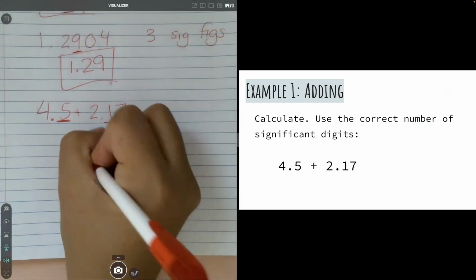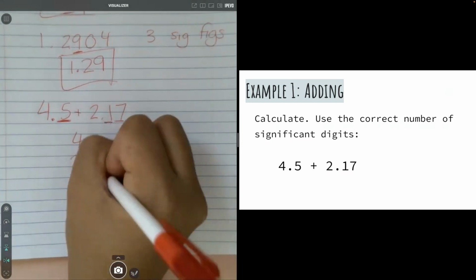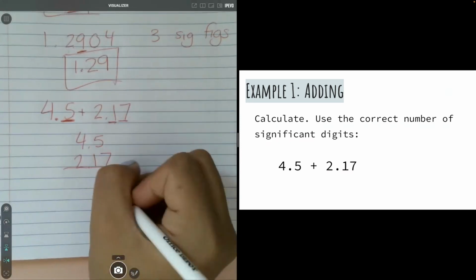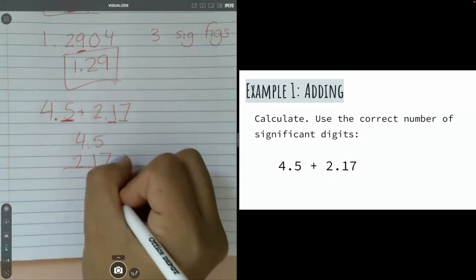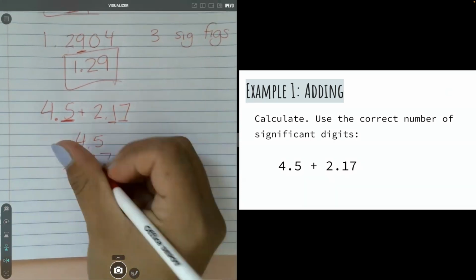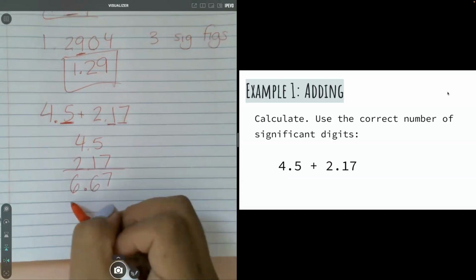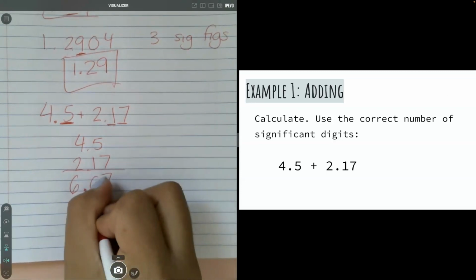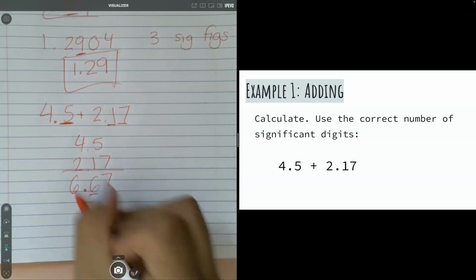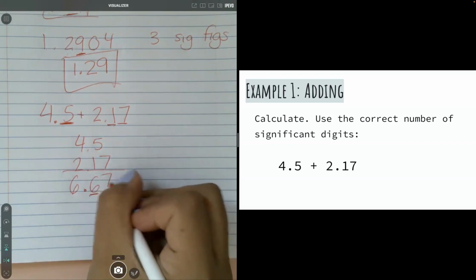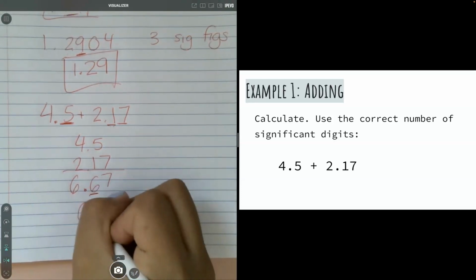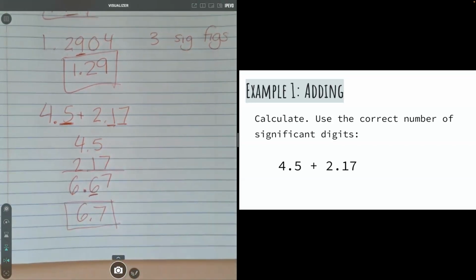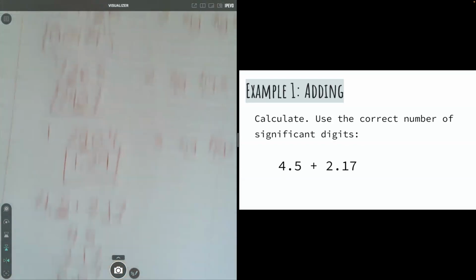So we can add these, 4.5 and 2.17. There's nothing here, so 7 plus nothing is 7. 5 plus 1 is 6. That decimal gets carried down. Here we have 6.67, but since we have to round to one decimal place, we have to round this 6 up because the 7 is over 5. That means we're going to round this to 6.7. That would be our answer for example 1, adding.